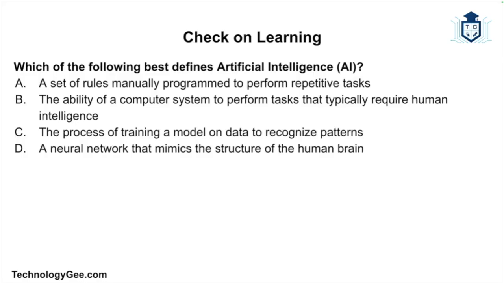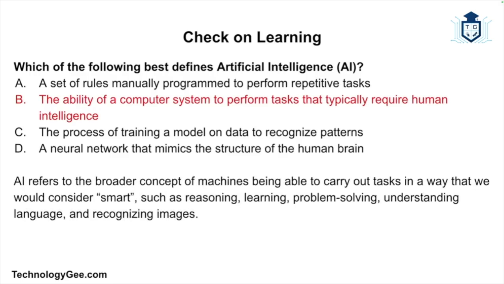So the first question is, which of the following best defines artificial intelligence? Is it a set of rules manually programmed to perform repetitive tasks? Is it the ability of a computer system to perform tasks that typically require human intelligence? Is it the process of training a model on data to recognize patterns? Or is it a neural network that mimics the structure of the human brain?